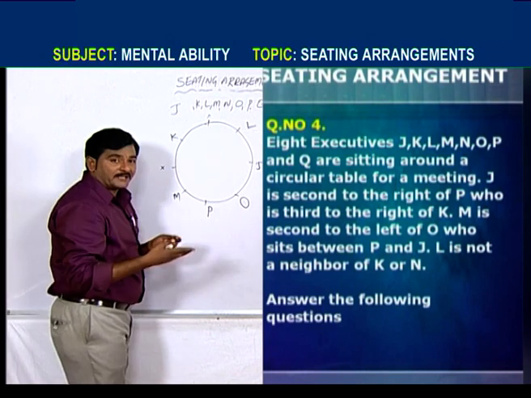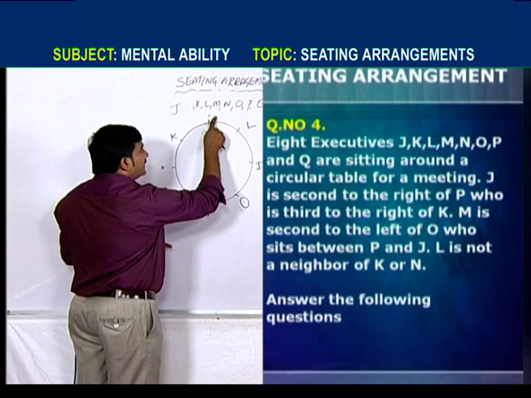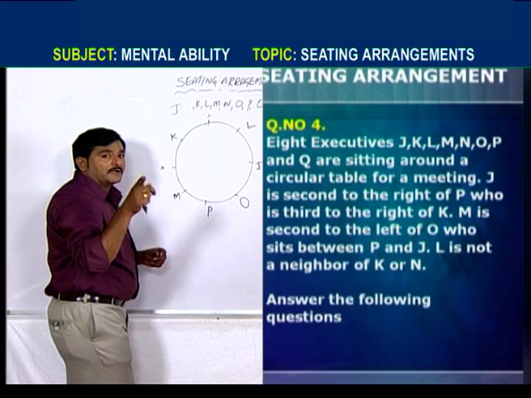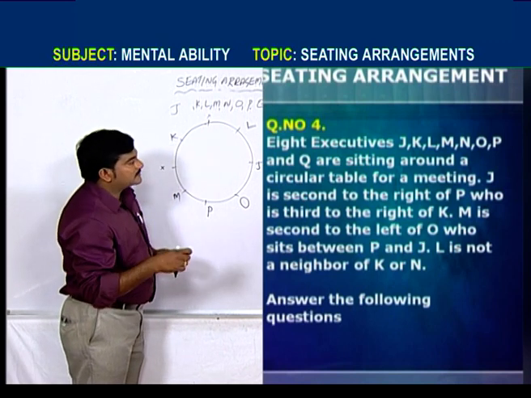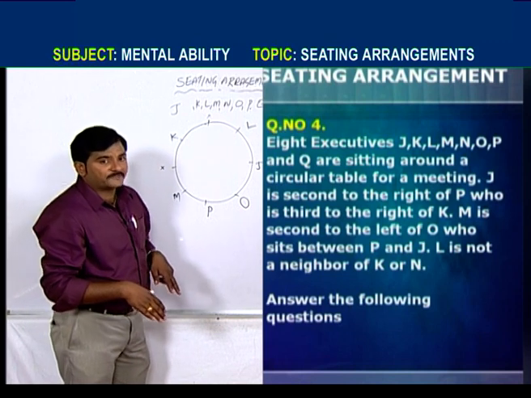And what about N? You should not take N here also. Why should you not take N here? If I take N here, N is the neighbor of L, or L is the neighbor of N. But what he mentioned in the given condition, L is not the neighbor of K or N.